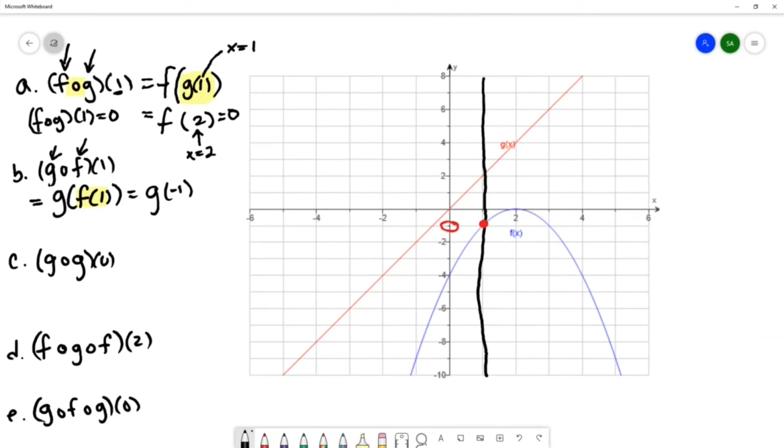The symbols that I have left say g of negative 1. That negative 1 is an x value. I'm looking on the graph, and this vertical line has x values of negative 1. If I look where that vertical line crosses the graph of g, that's at this spot, and it has a y value of negative 2. So g of negative 1 is negative 2.